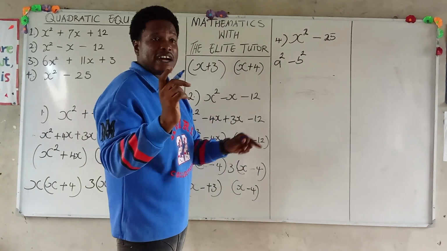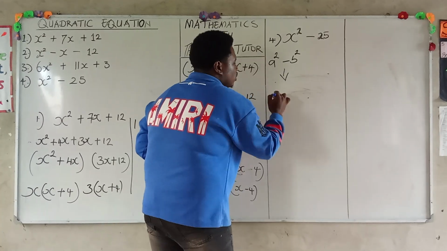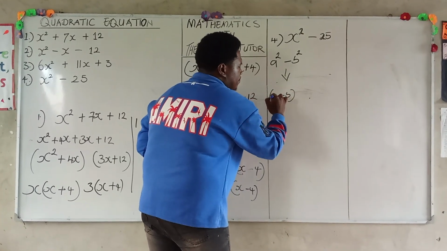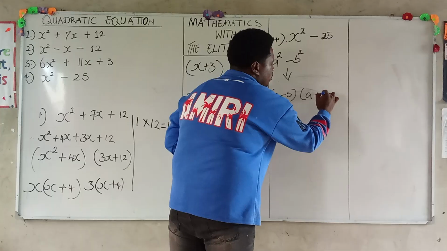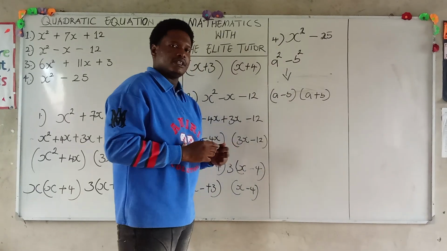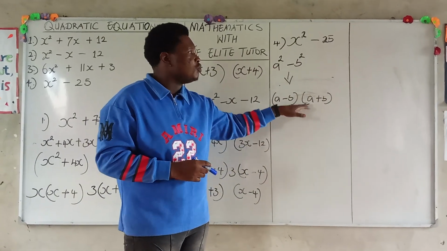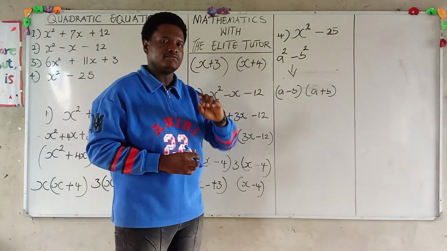And if this is simplified further, we are going to have a minus b, in brackets, and a plus b, in brackets. If we open this bracket, you see that we'll arrive at this.